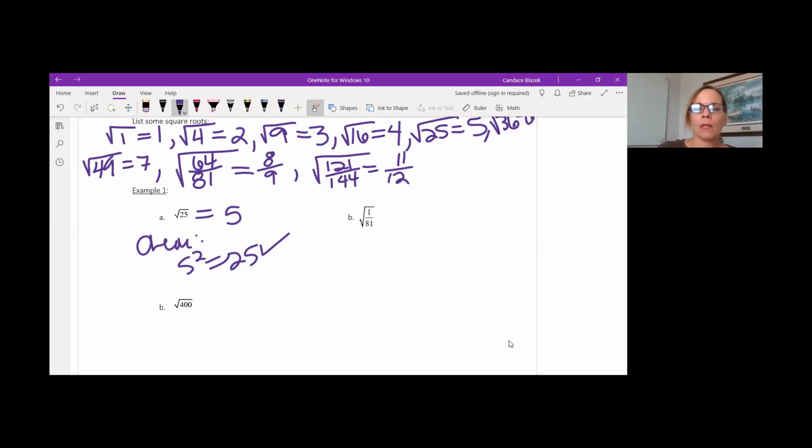Go to B. The square root of the fraction 1 over 81. It's easy to get overwhelmed with fractions, but when I look at this, all right, the square root of 1 over 81. Well, I know that 1 is a perfect square, and 81 is a perfect square, and the square root of 81 is 9. Okay, so as long as it's a perfect square over a perfect square, we can take the square root.